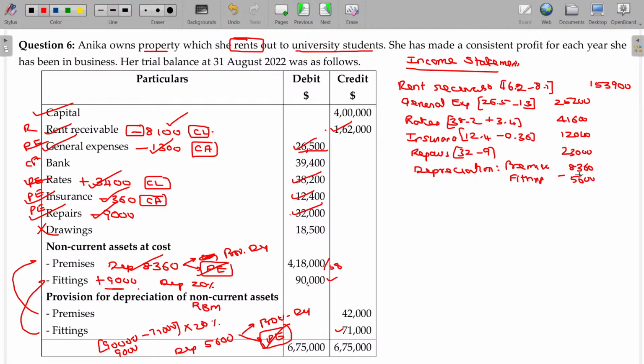Okay. If I add up all the expenses, the total being 1,15,800. If I subtract this from rent receivable, you will get the profit for the year. The value being 38,100.